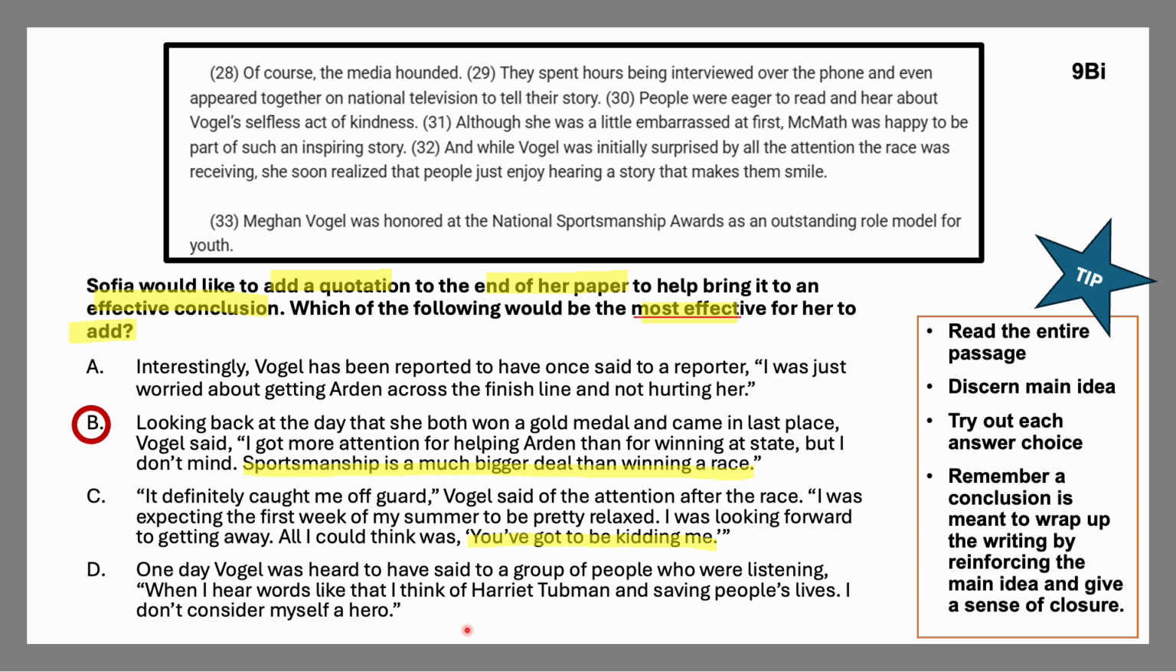And even then, we're not getting some large overarching lesson that was learned. It's just giving us something that happened or that she realized for herself personally, and not this broader thematic lesson that we get with sportsmanship is a much bigger deal than winning a race. So B is the most effective sentence to add. It is the best out of these answer choices.